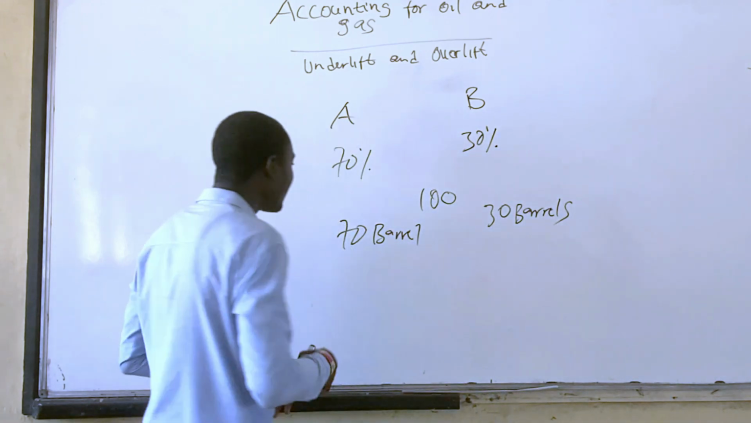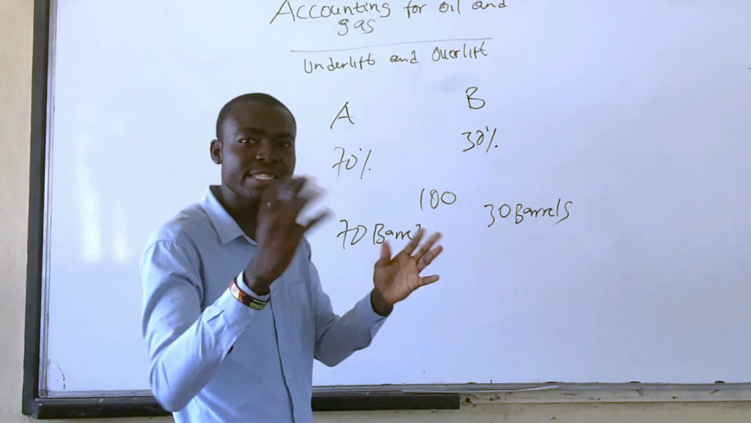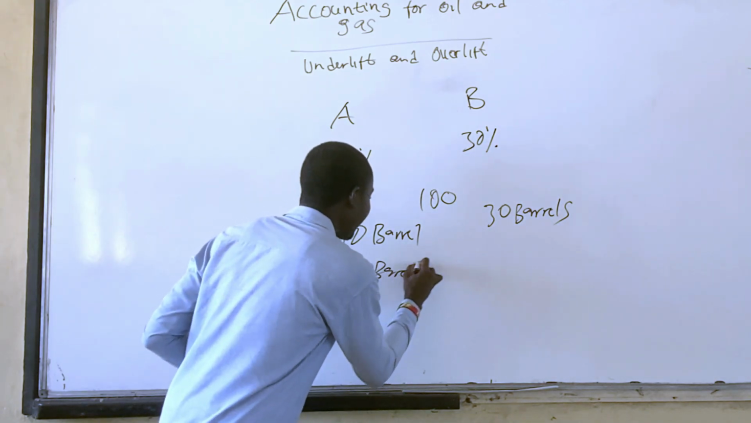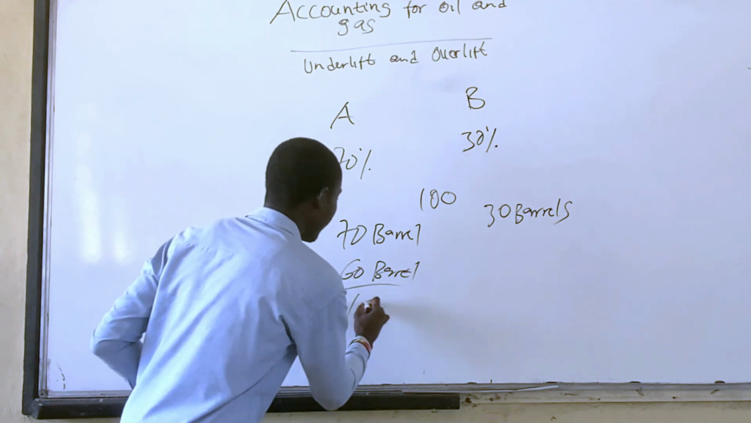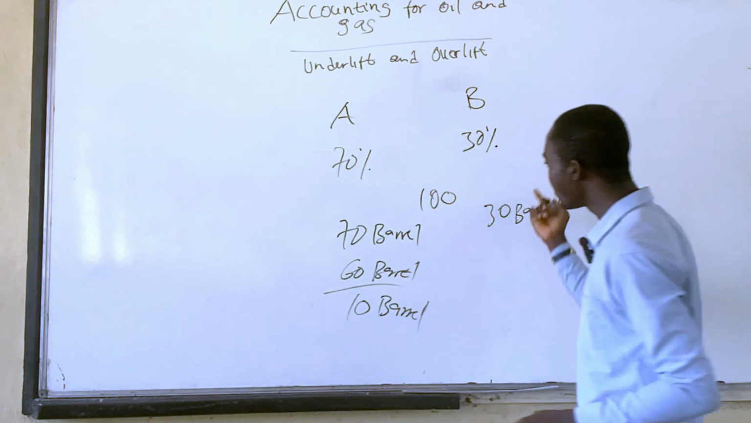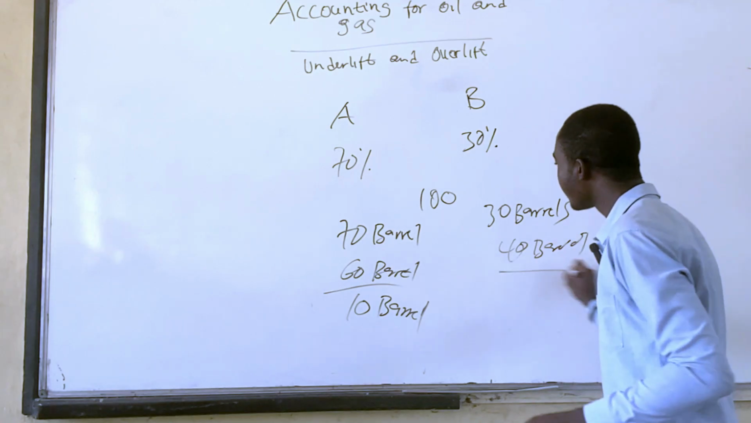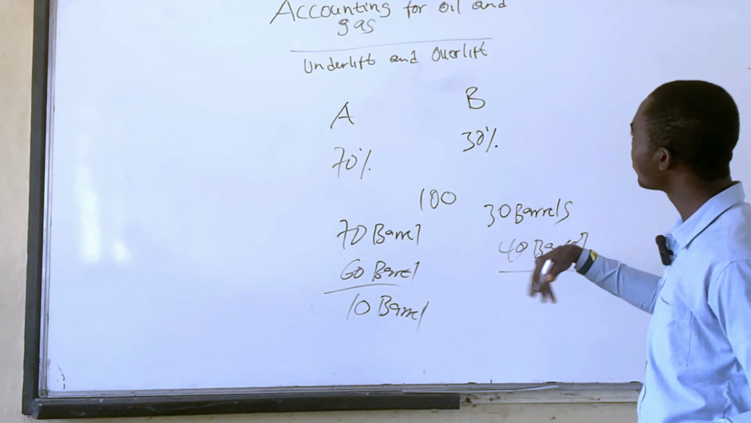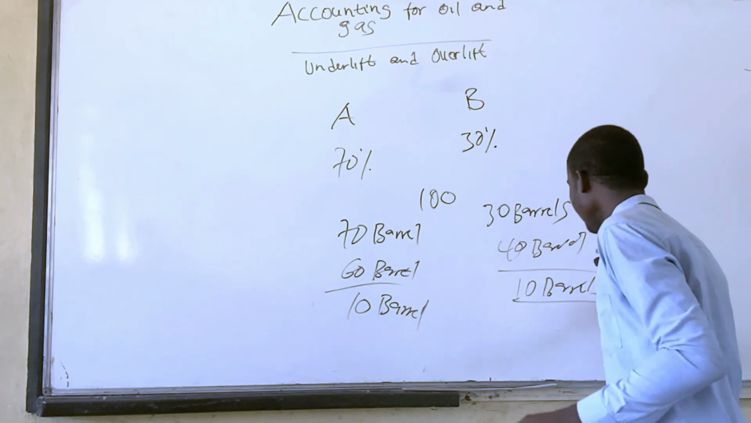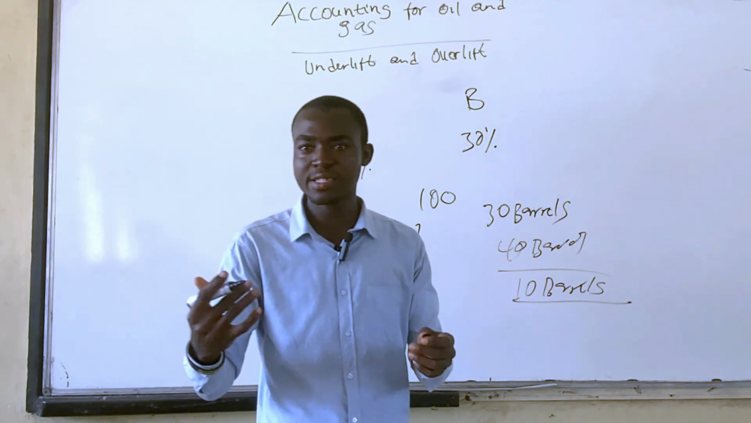So in case during the year, entity A takes only 60 barrels of oil, it means that there is underlift of 10 barrels. And in case entity B takes 40 barrels of oil, it means during the year there is overlift of 10 barrels. So that's how underlift and overlift occur.